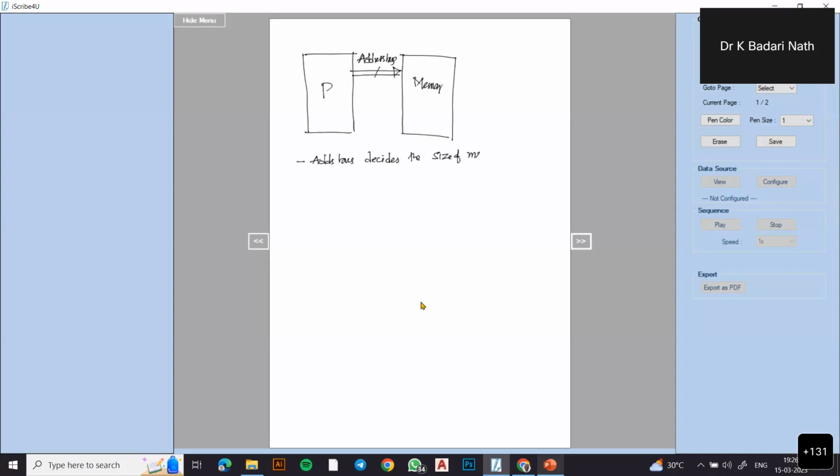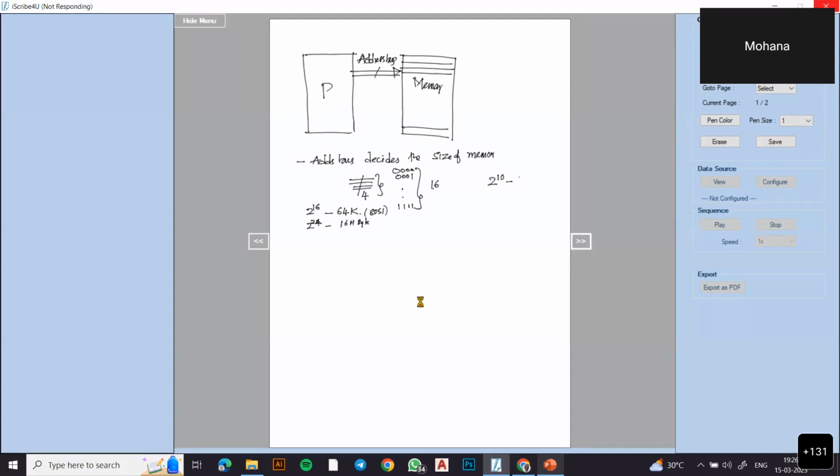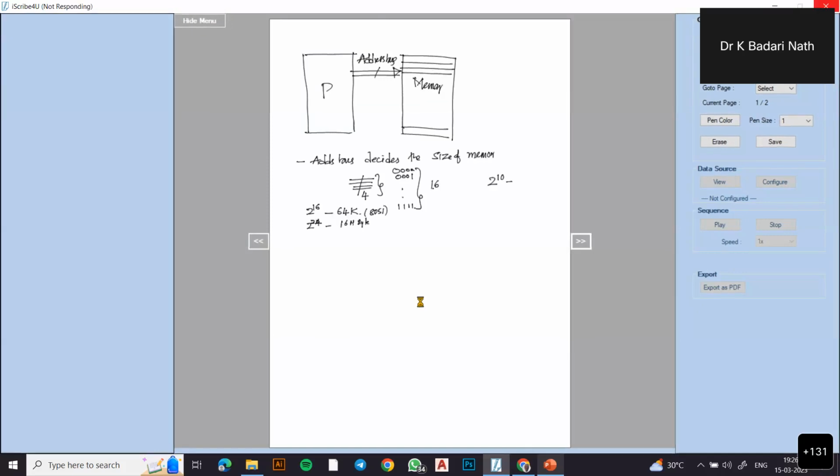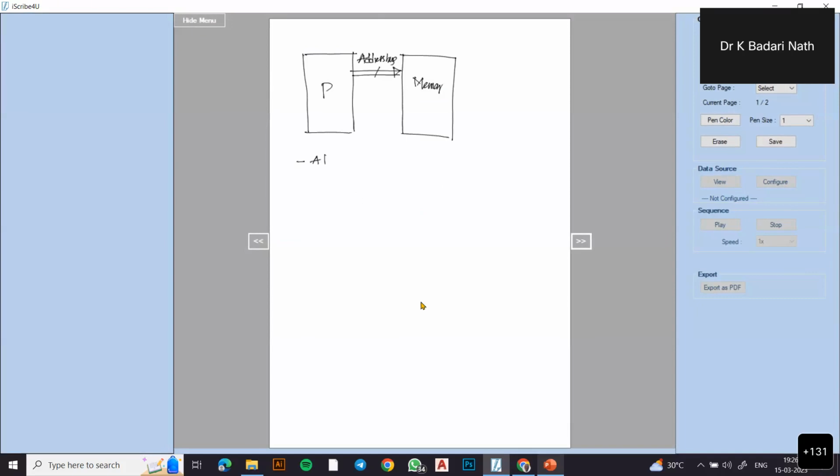Yeah, audible, sir. Okay. So every processor has a set of address lines. From that, I can find out the total capacity of my computer system. So if I take the simple case of, let's say, 4 address lines, 16 locations are there. So let us take that example.